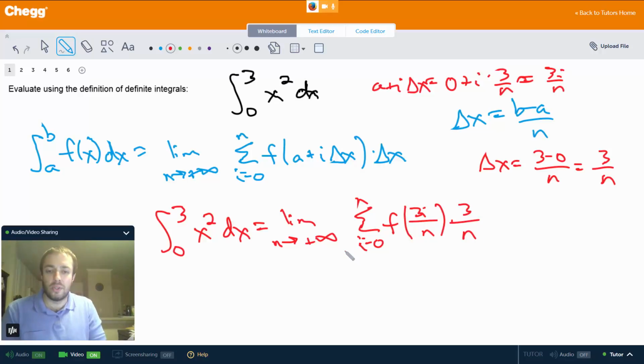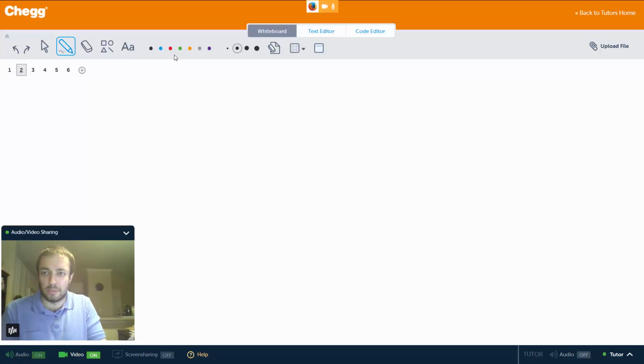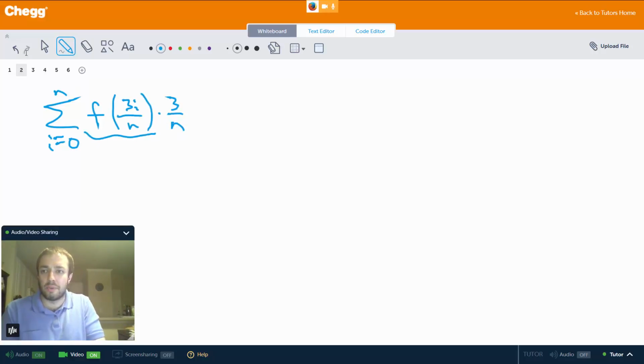Now, what I want to do is forget about the limit for now and just focus on that part by itself. Okay? So what we want to do then is look at that sum separately. So let's look at the sum from i equals 0 to n of f of 3i over n times 3 over n. Now, what is f of 3i over n?